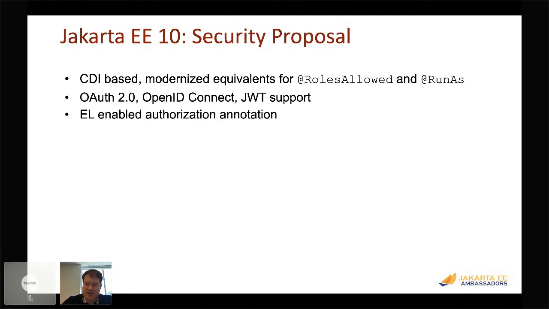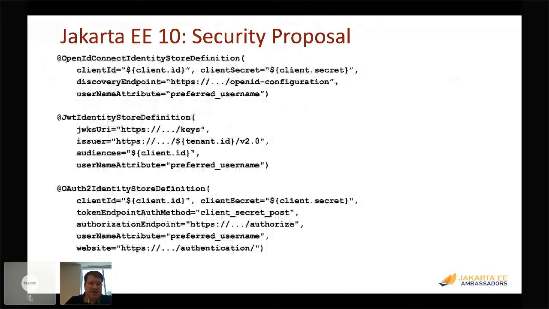So Jakarta EE, just to stress, is a standard. So after everyone has said, okay, JWT is the way to go, let's standardize how this works with your Java application, so that you're not dealing with different implementations, different idiosyncrasies, and different versions of those implementations. So here are some examples of what's being discussed for Jakarta EE 10 for security, being able to add annotations for defining your open identity store definition, etc.